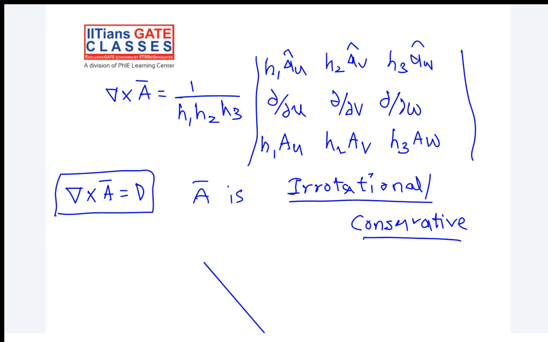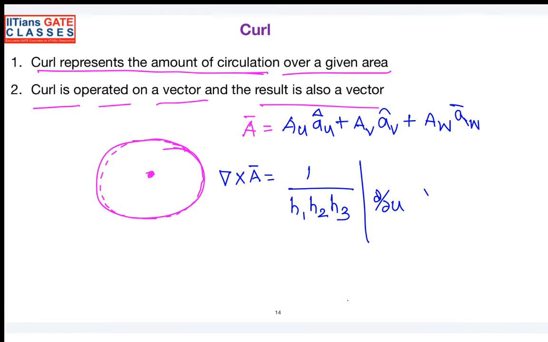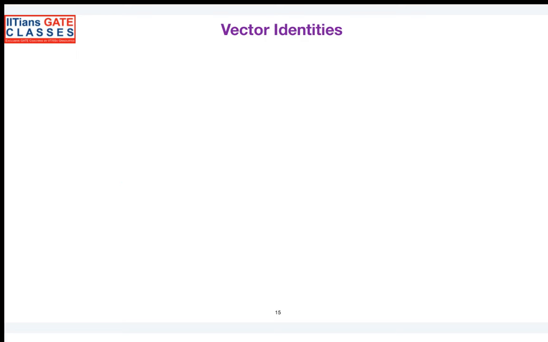And you need not see it in rectangular, cylindrical, and spherical. We'll straight away see what will happen when you move on to the problems. So the next thing is the vector identities. There are three vector identities. The first vector identity is the curl of a gradient. The curl of a gradient is always 0.